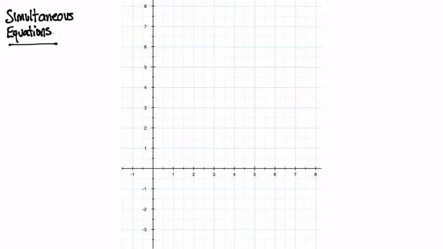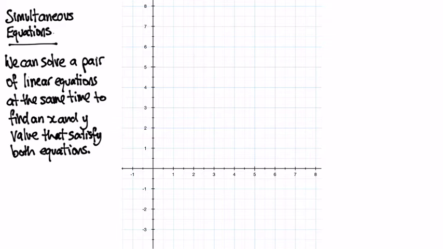Right, solving simultaneous equations using the graphical method. We can solve a pair of linear equations, which are just straight lines, at the same time to find an x and a y value that satisfies both equations.